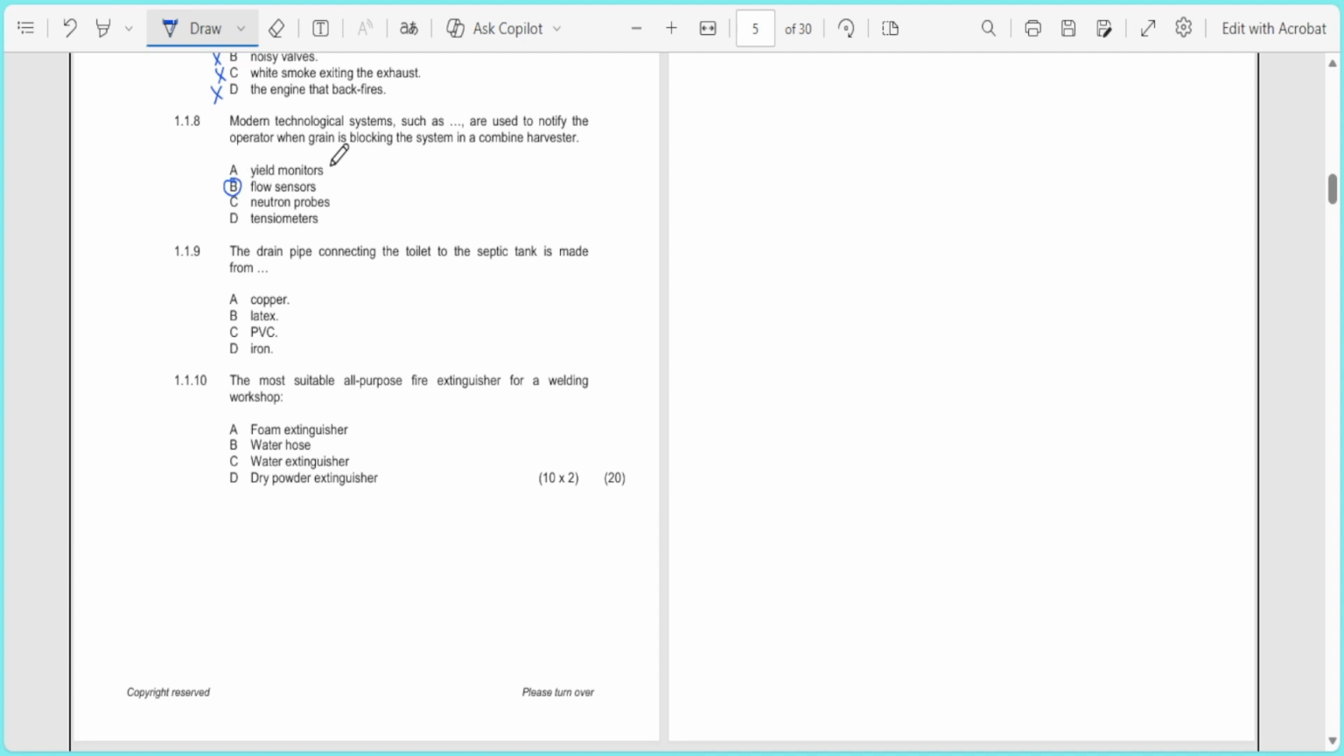All right, let me reason against the remaining options. A, yield monitors. These usually measure harvest quantity but do not detect blockages. So that is why I refrain from choosing A. What about C? Neutron probes. Neutron probes measure soil moisture content. They don't tell us about any blockages. So this one is out of the picture as well. D.